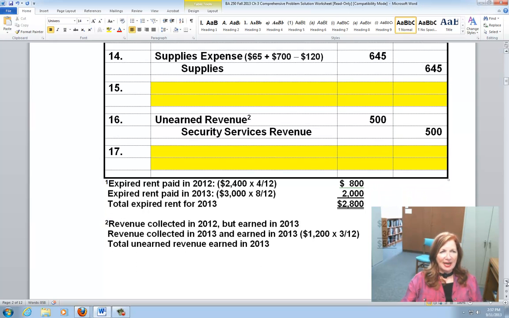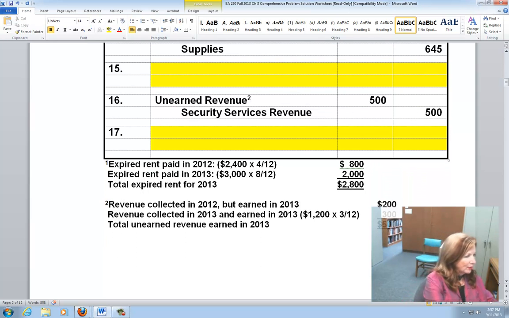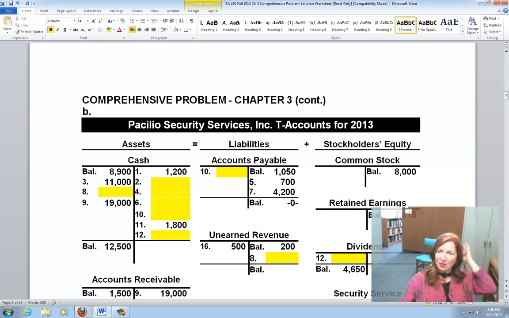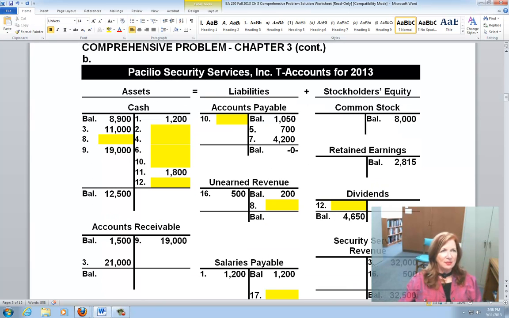So the first thing it asks you to do is to record the journal entries. Record the transactions in general journal form. So that's what you would have just done there. Then the next one is post the transactions to T accounts and determine the account balances. Of course you always post them to T accounts first and then determine the balances after the posting is finished. So I give you all the T accounts here.